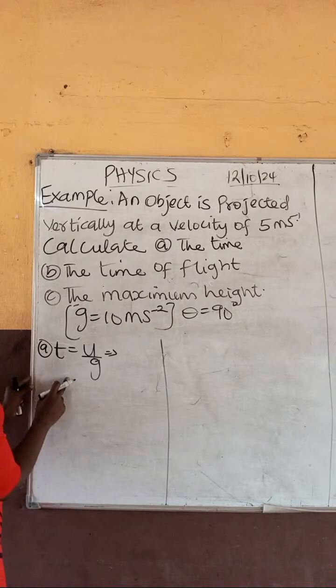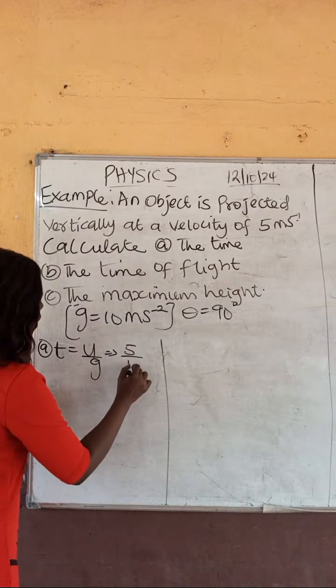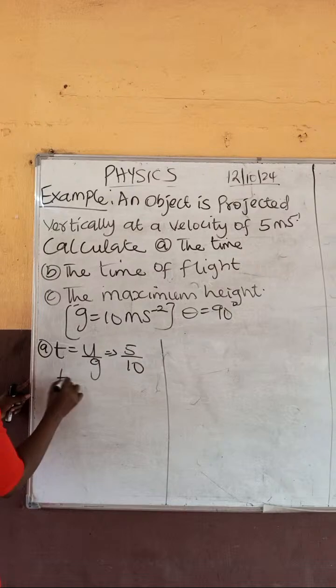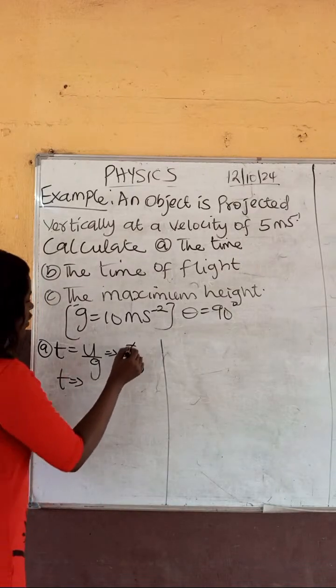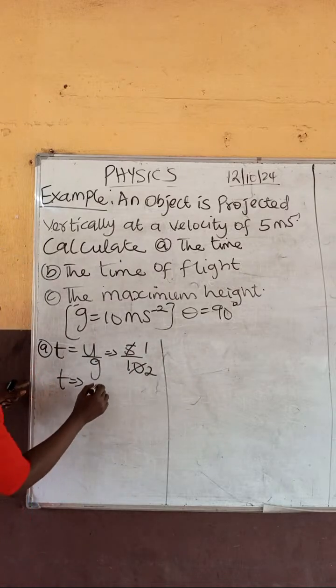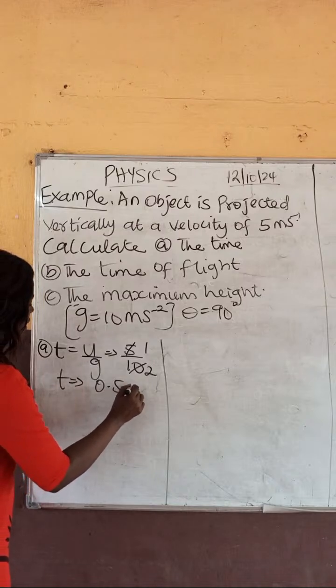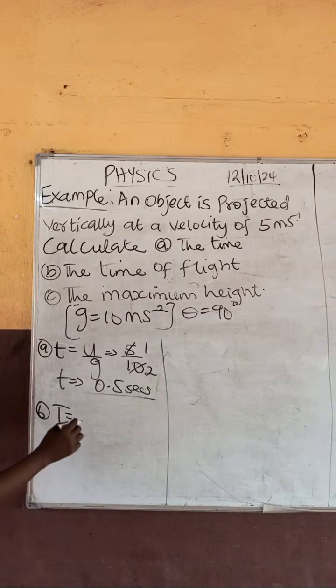So what is my u? Initial velocity is 5. I say this is 5 over 10. Right? Now let's divide it. 5 into itself 1. 5 into this is 2. So when I divide it, I'm going to have 0.5 seconds as my time.